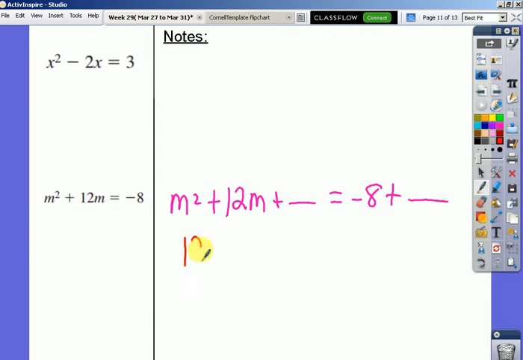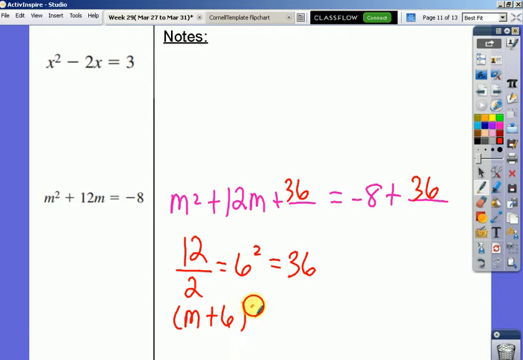Yeah, take 12, divide that by 2. I get 6, and then I square it. That's 36. So now, what does that factor to? Yeah, m plus 6 quantity squared equals what? 28. Okay. Is 28 a perfect square? No. So I'm still going to do what I have to do next, which is what? Square root it.